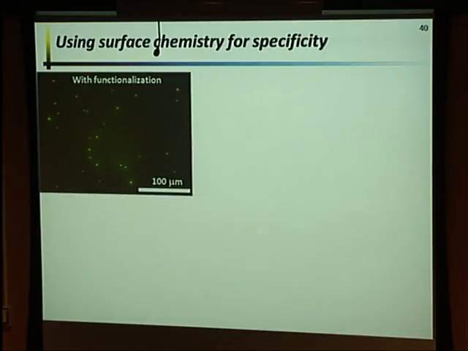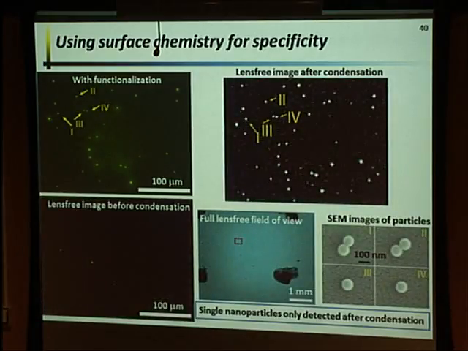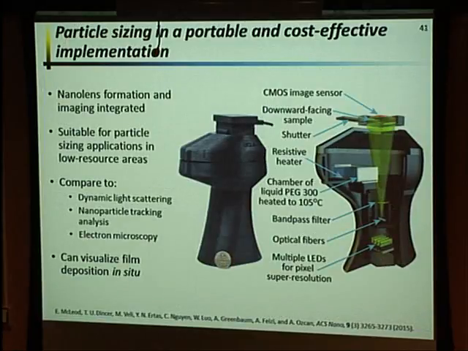The next step is to make sure that, with this surface functionalization, we can still see them in our lens-free holographic imaging system. So we start with this fluorescent image, then we form our nanolenses via condensation, and we image them in our lens-free imaging device. You'll see there's pretty good agreement. In some cases, there are a few small dust particles that aren't fluorescent that we also see, but in general we get pretty good specificity between the green beads and red beads. We use SEM to make sure that some of these spots really do correspond to individual beads, because these beads sometimes have a tendency to aggregate. So we can still see single nanoparticles, and we have some level of specificity here.